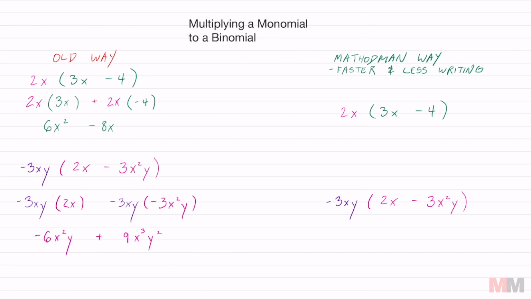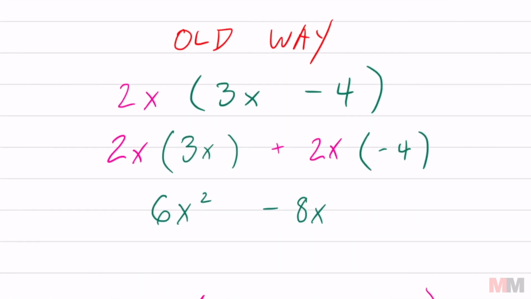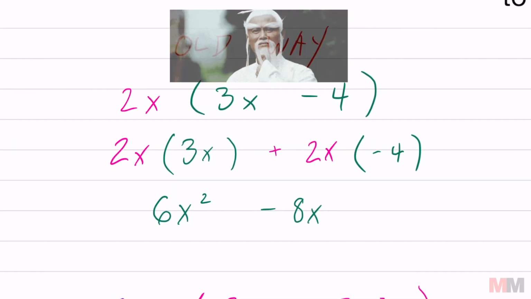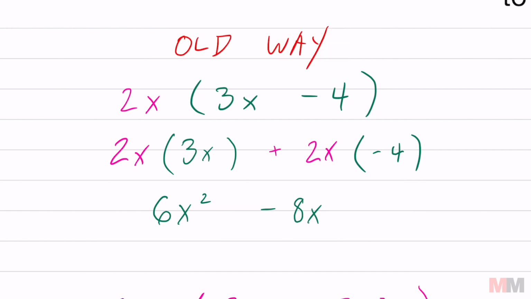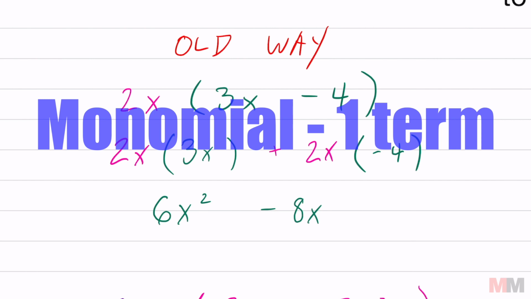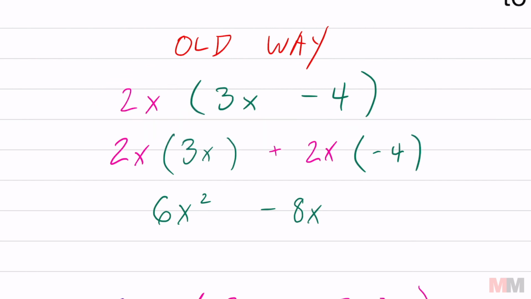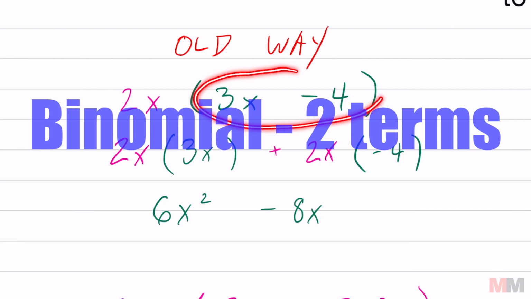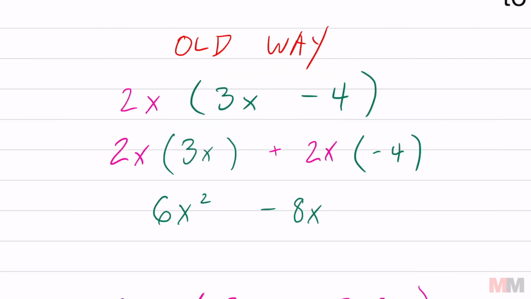One is the old way. The old way is how I learned it back in high school years ago. Let me take that back. Decades ago. So when you're multiplying a monomial, a single term, into a binomial, two terms, it's just the distributive property. You're taking the term on the outside and multiplying it to the terms inside. So there's two sets of multiplication going on.